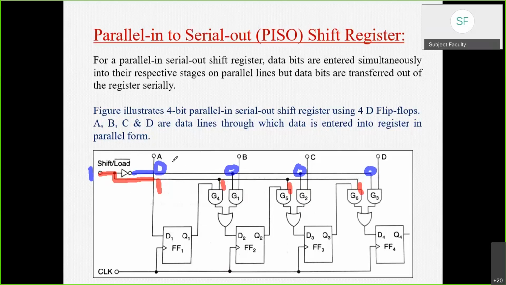So this will be the change in two modes. If you are operating in 0, then the line which is above it will be 1, and the line which is below it will be 0. And when this shift/load bar is equal to 1, then the line which is above becomes 0, and the line which is below it will become 1.